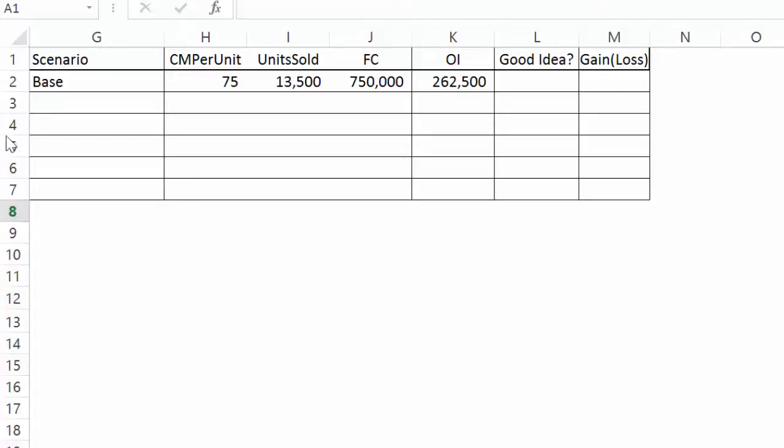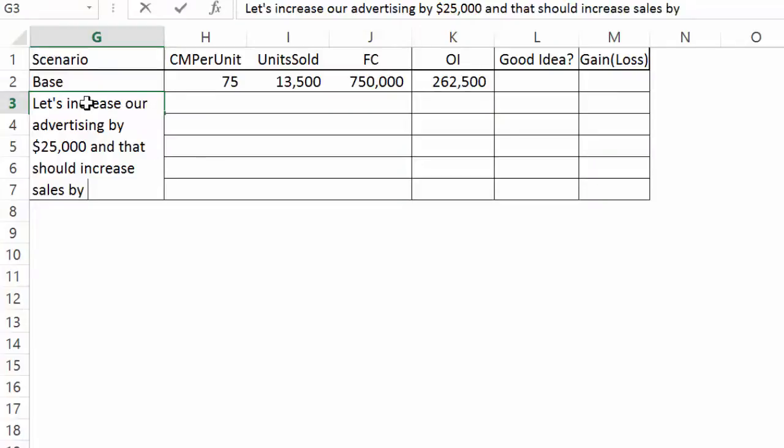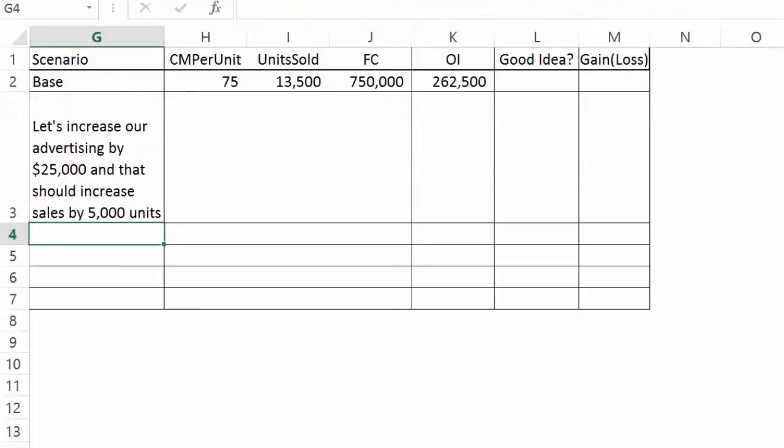The first idea is that the sales manager comes in and says, let's increase our advertising by $25,000, and that should increase sales by 5,000 units. Okay, let's see if that's true.